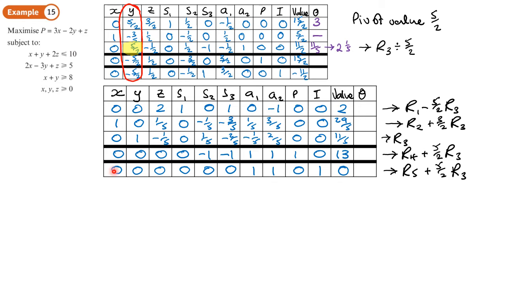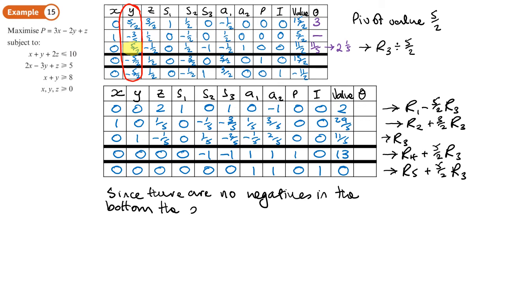So notice here we've got no negatives in the bottom row. So we've finished our optimization. So we'll just put: since there are no negatives in the bottom row, the optimization is complete.